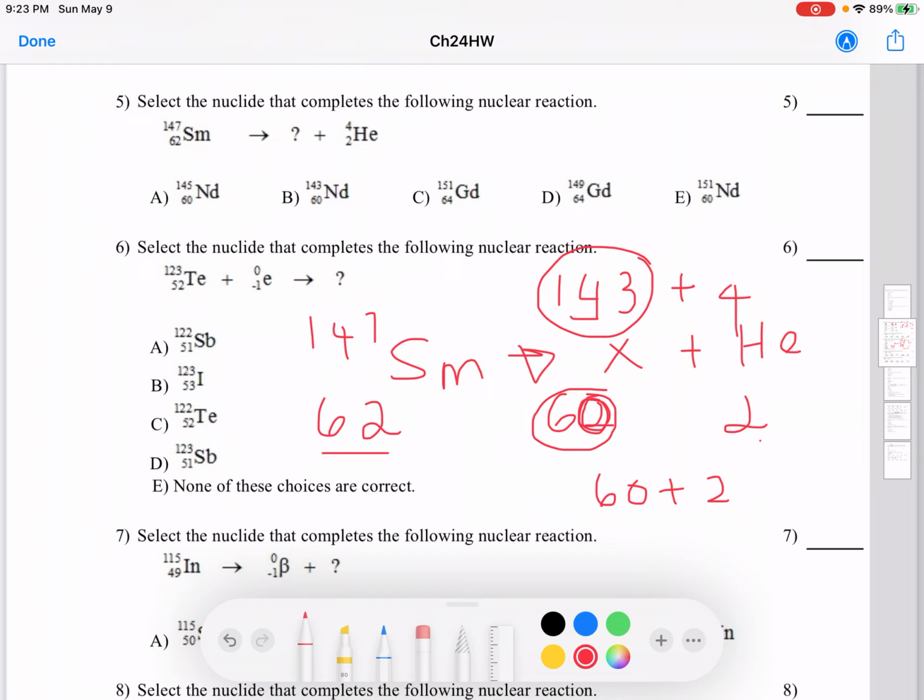Sorry, I was looking at number 6. So we are working on number 5. Okay, so do we have a correct answer there? Yes, we do.